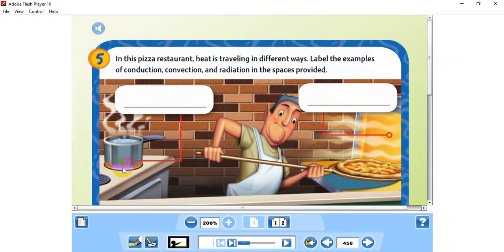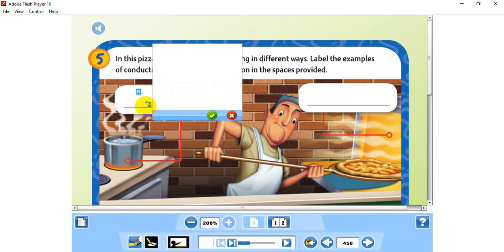This one, because there is a burner and a container, there are two objects touching, so this one is an example of conduction. What about the boiling water? There are particles of water that move. For that reason, this one is convection. Okay, I will write here: conduction and convection.